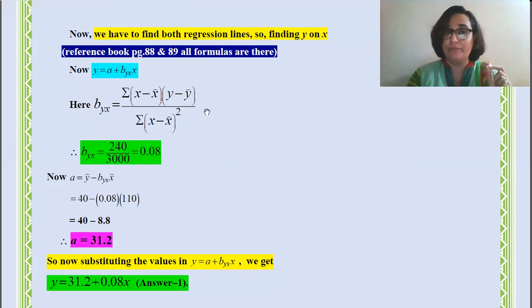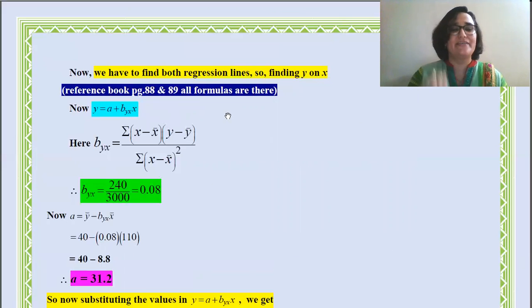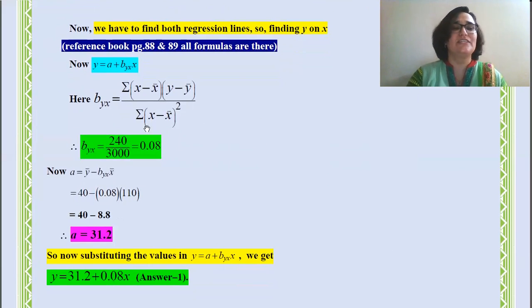If you want to confirm, I have written over here for you page number 88 and 89 of your reference books. You will find all the formulas. All right? Come on quickly. byx is equal to sigma (x minus x bar)(y minus y bar) divided by sigma (x minus x bar) squared. We got it in the table. Look, it's on your screen. Yes, 240. Very good. And then you have 3000. Whatever required values we needed, we substituted here. How much did we get? 240 divided by 3000 is 0.08. We got byx, the green highlight.